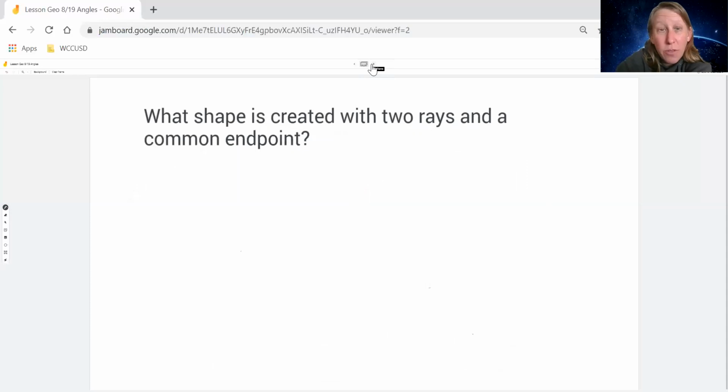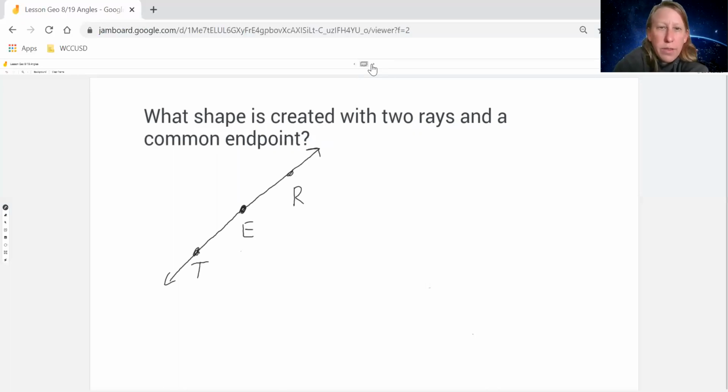If we can answer this one. What shape is created with 2 rays and a common endpoint? So we have a ray with this endpoint right here. Call it, here's ray ER. And we have another ray with a common endpoint, and it's going that way. Ray ET.